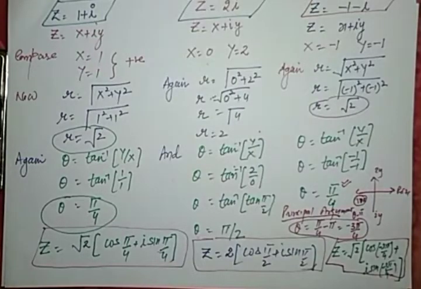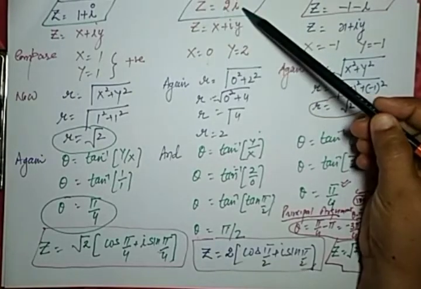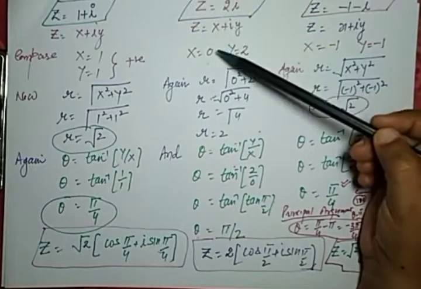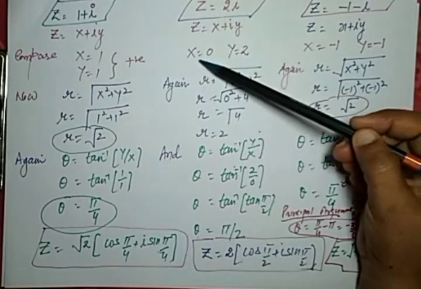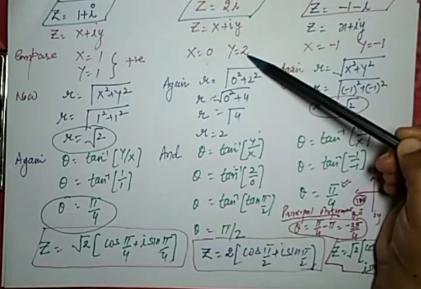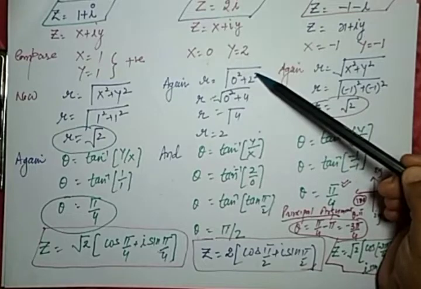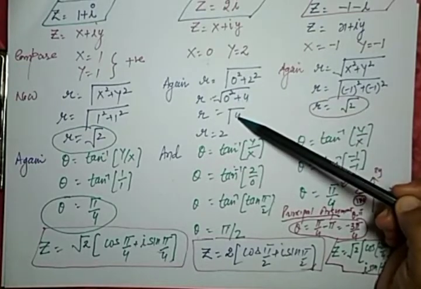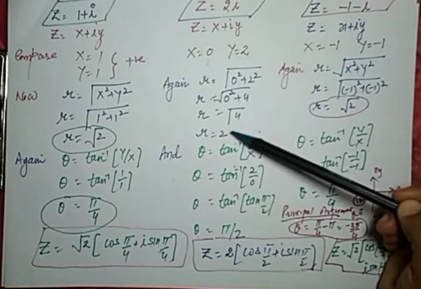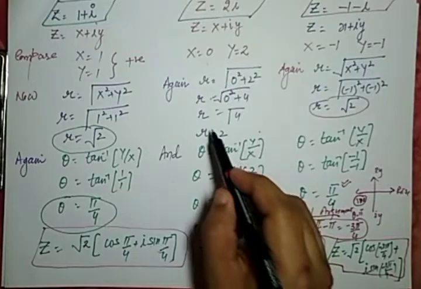Let us go for the second case. Another numerical, z equals 2 iota. It is a pure imaginary, no real part is there. Again compare it with the standard form, we get x equals 0, y equals 2. So r is equal to under root 0 square plus 2 square. 0 square is 0, 2 square is 4. R is equal to under root of 4. Under root of 4 is 2. So the value of r is now calculated.